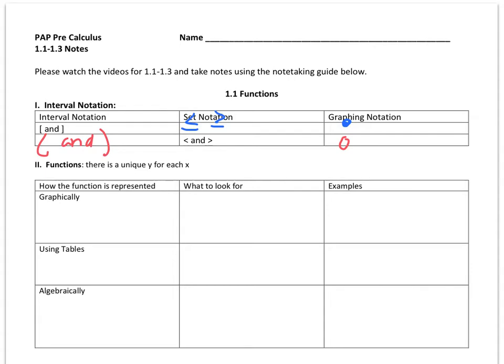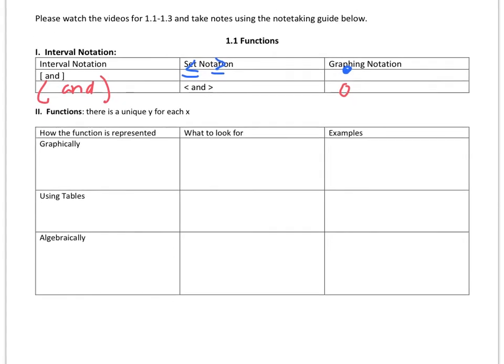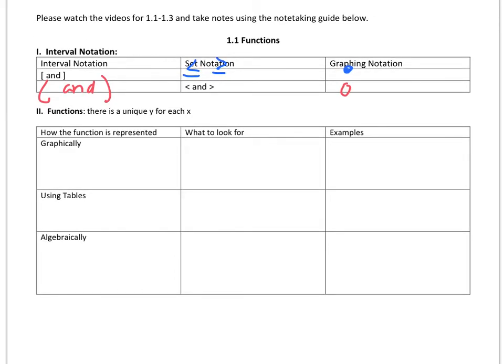So next we're going to look at functions. A function is where there is a unique y for each x. So we're going to look at this graphically using tables, or instead of tables, we might look at coordinates too. And then we're going to look at it algebraically. So graphically, the thing that we need to look for is that it passes the vertical line test.